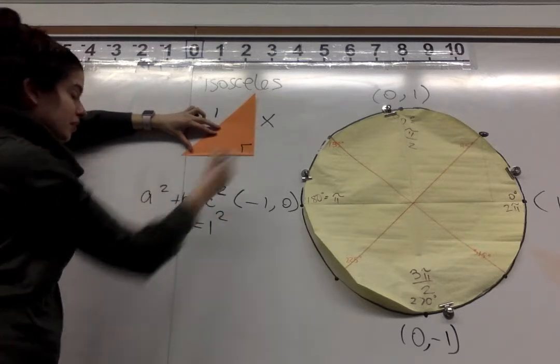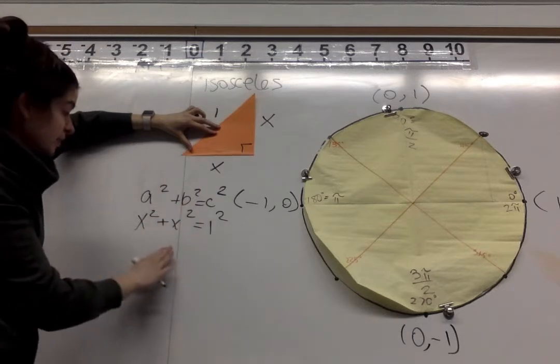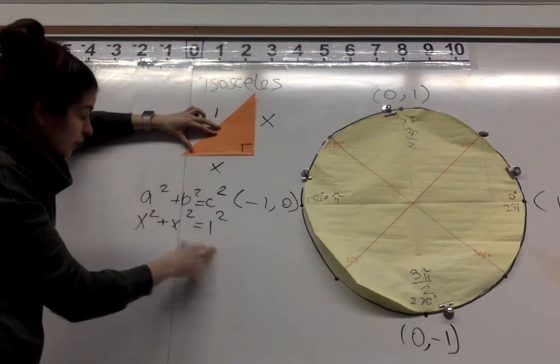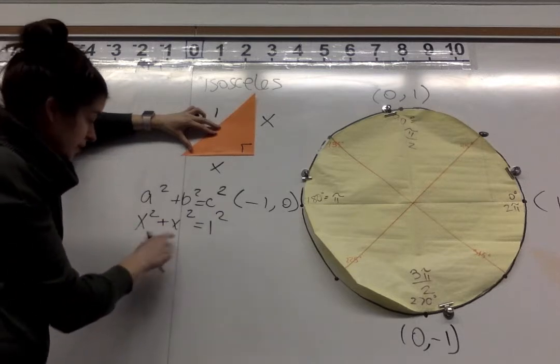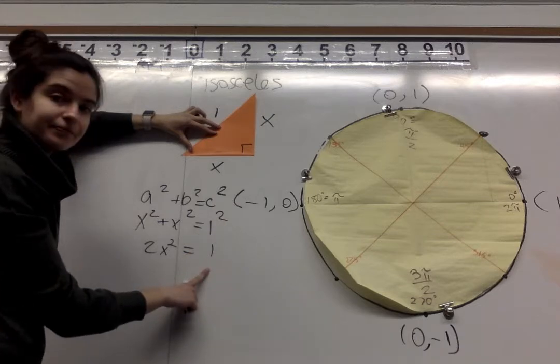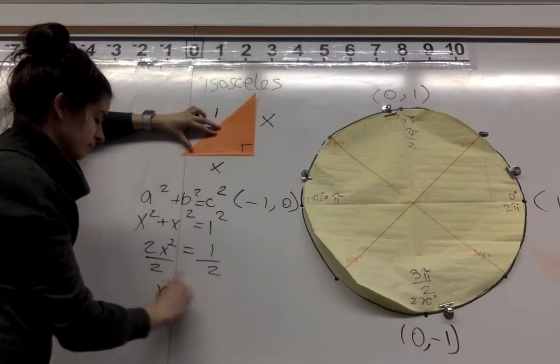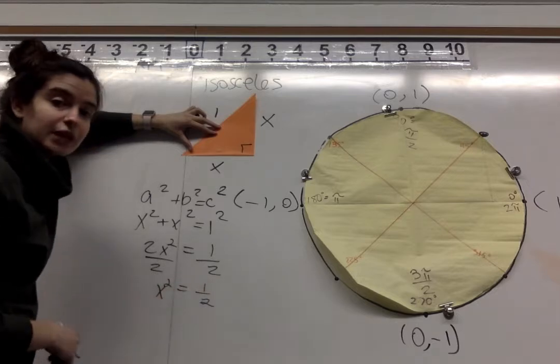A and b are both x. So we have x squared plus x squared equals 1. We need to solve for x. X squared plus x squared is 2x squared. 1 squared is 1. To get x by itself, we can divide both sides by 2. So we have x squared equals 1/2.